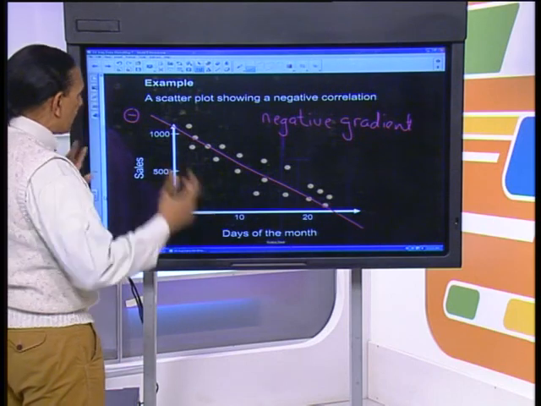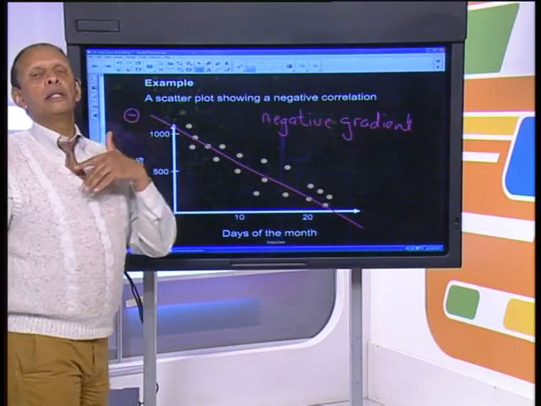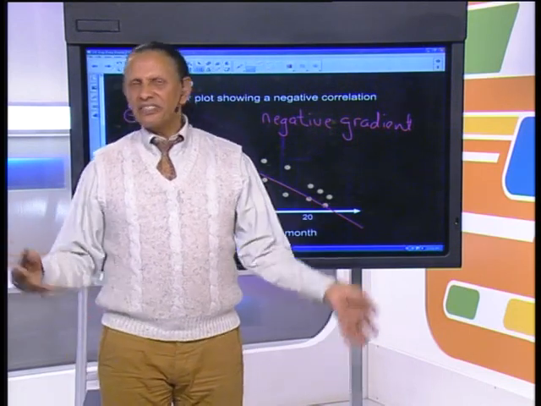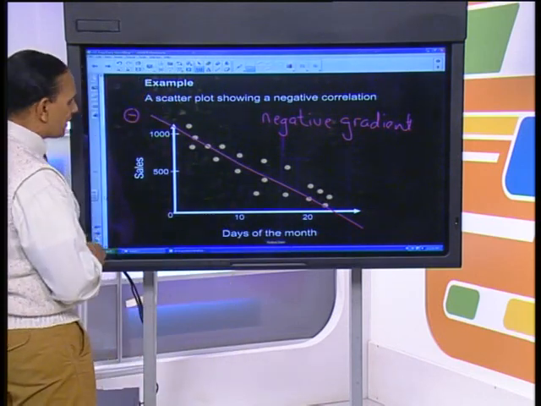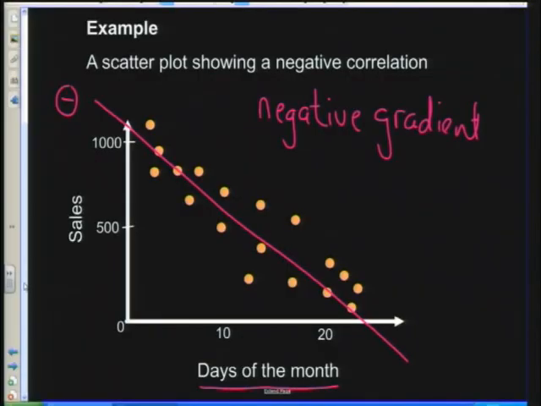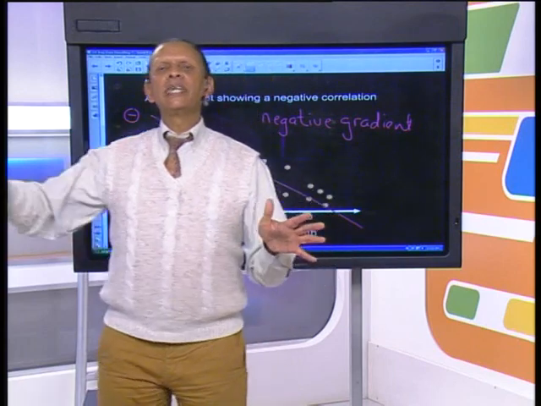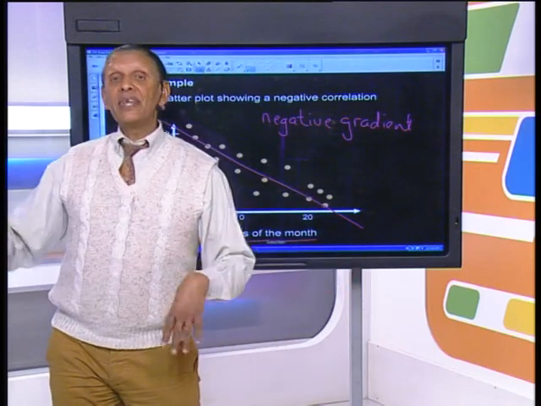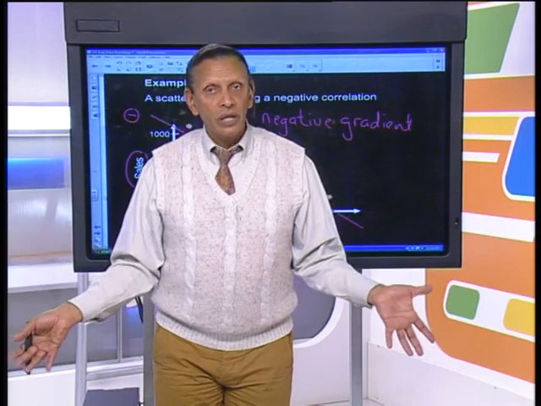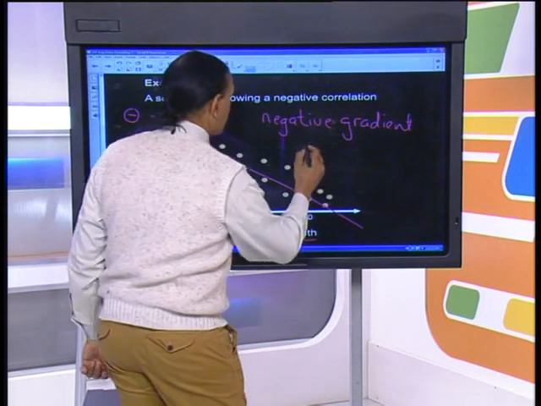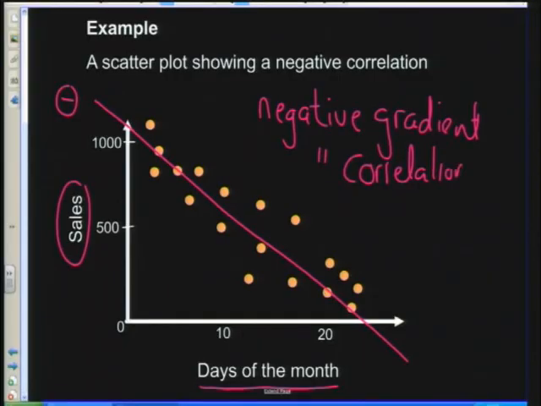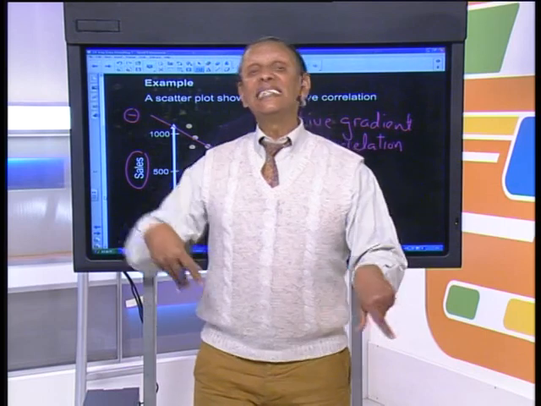It seems like here the two are exactly opposite. As one increases, the other one decreases. So they work exactly opposite, like days of the month and sales. Maybe in a shoe shop, the more days we have, the fewer sales there are. So the longer the month, the fewer shoes have been sold in the shop. So it's a negative correlation. In other words, as the one increases, the other one decreases.